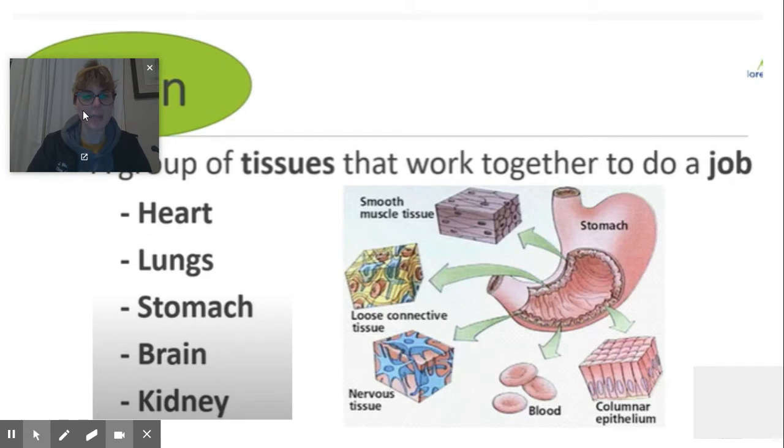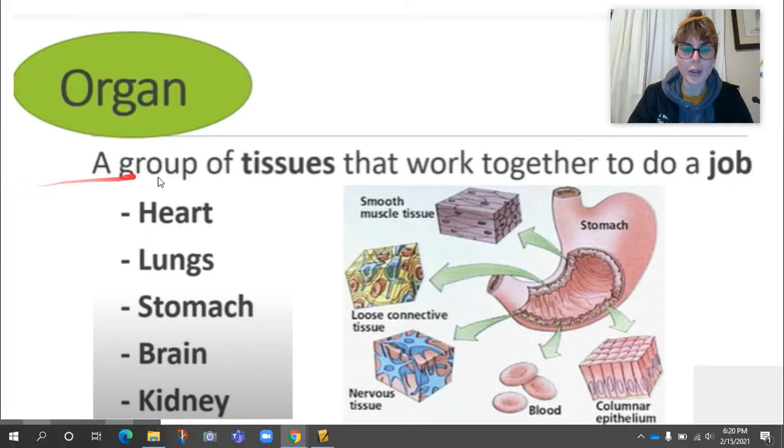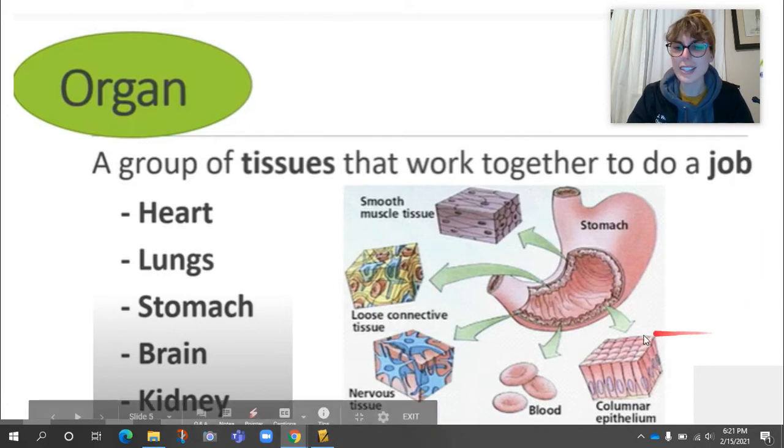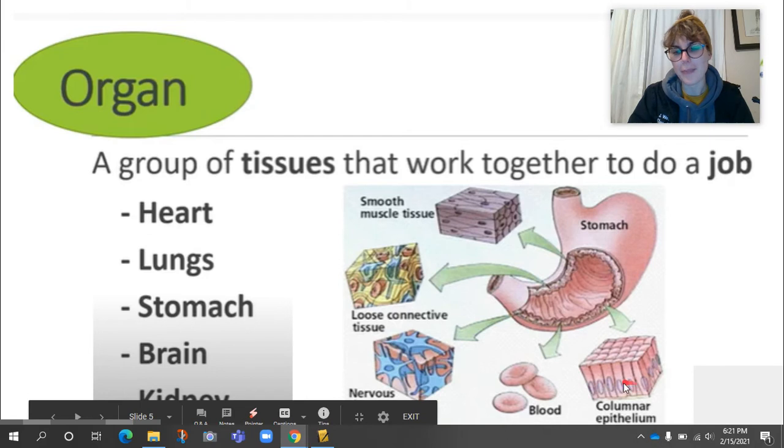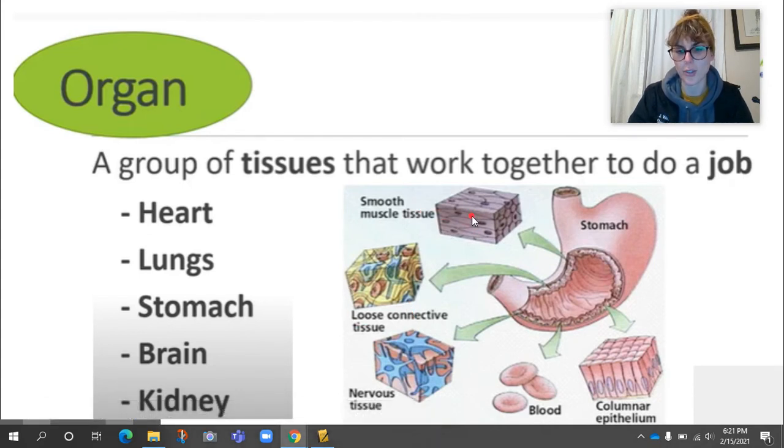So, now let's talk about what happens when you get a group of tissues that work together to do a job or a function. We call that an organ. Let's use the stomach as an example. The stomach isn't just made of epithelial, essentially stomach cells. It also contains red blood cells. It has nervous cells or nerve cells. It has loose connective tissue, and it also has smooth muscle tissue.